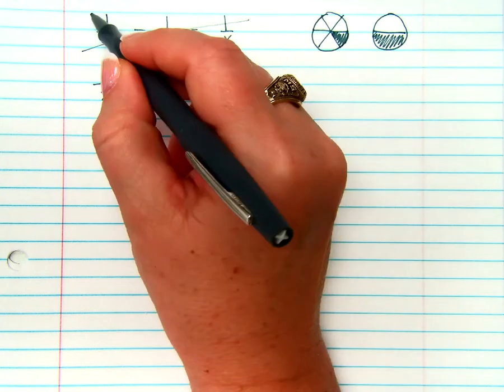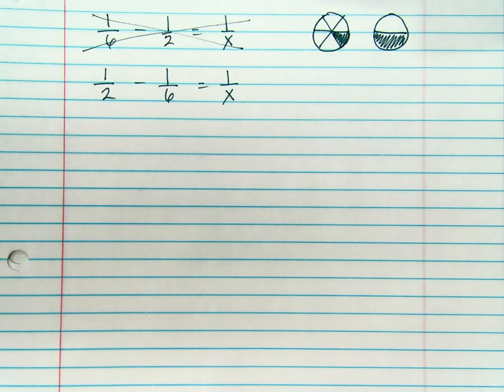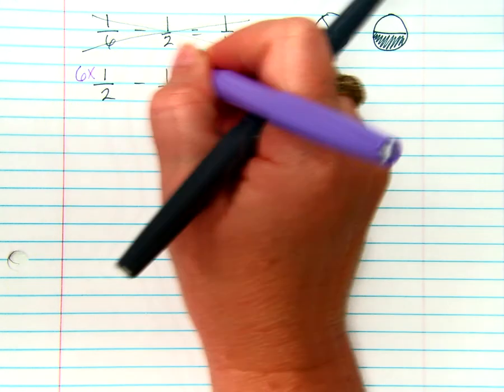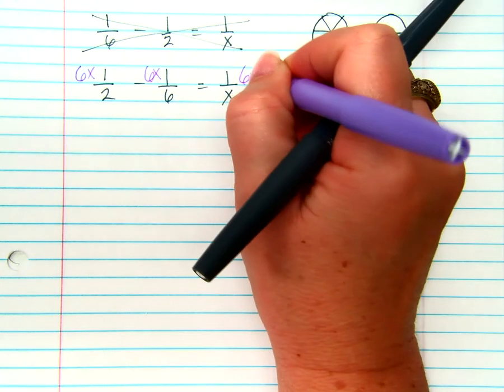So what do I want to do from here? Make this clear. This is wrong. Okay? What do I want to do from here? What would be my common denominator? 6x. If I multiply each by 6x, what happens?